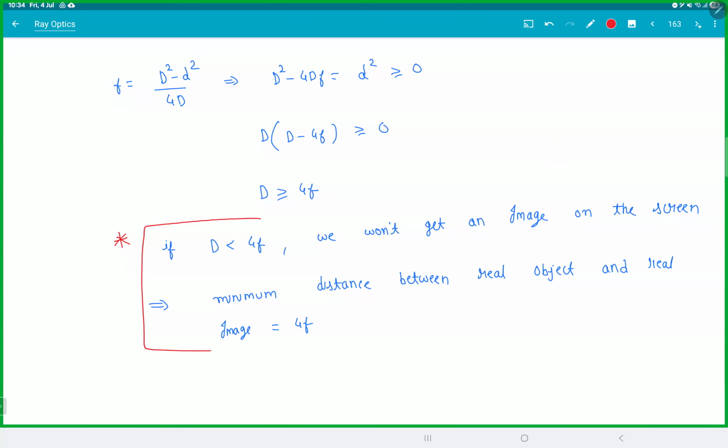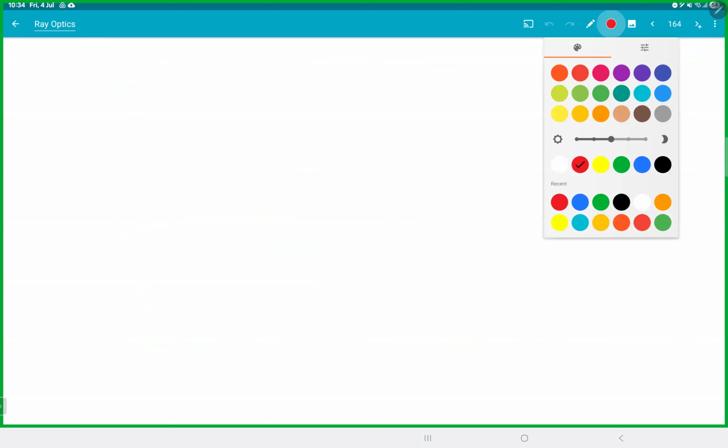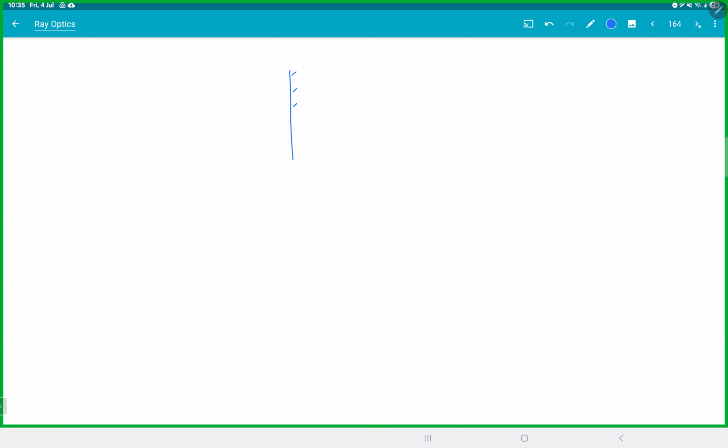There you can ask a lot of questions here. Then you'll also notice something here. Let's say we keep an object here. Let's say height of the object is h. Let this be x. Let this be y. This is another nice question they asked. This is y and this is x.